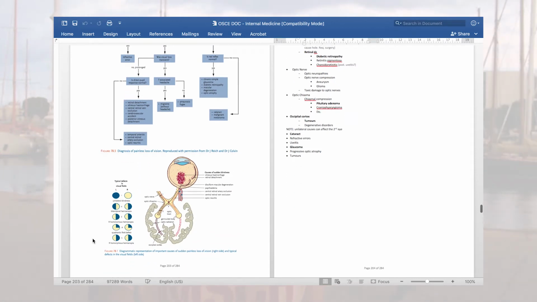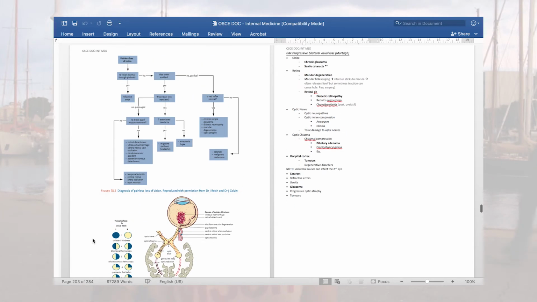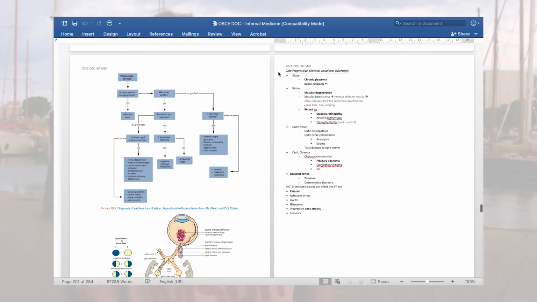Some more pictures that I use to formulate differential diagnoses and other differential lists, this time for progressive bilateral visual loss. You want to be able to call on or formulate different lists depending on what you get in the STEM when you sit down in your 2 minutes reading time.